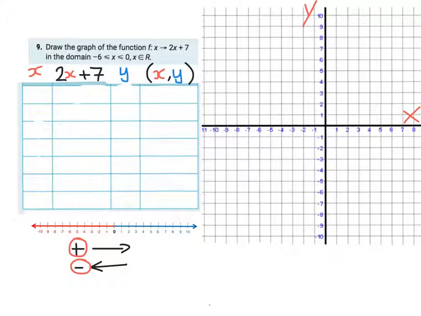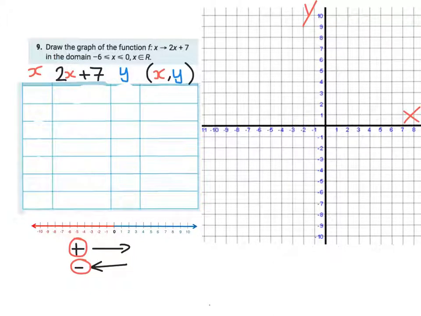So when the domain is minus 6 is less than or equal to x, which is less than or equal to 0, x is the list of our inputs, which goes over here as we know. And how do we figure out what numbers go in these boxes here? This is what tells us. It tells us that x lies somewhere in between minus 6 and 0. So we put all the whole numbers from minus 6 to 0 in here, okay?